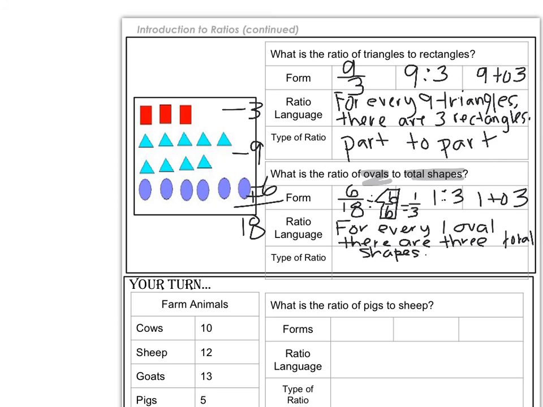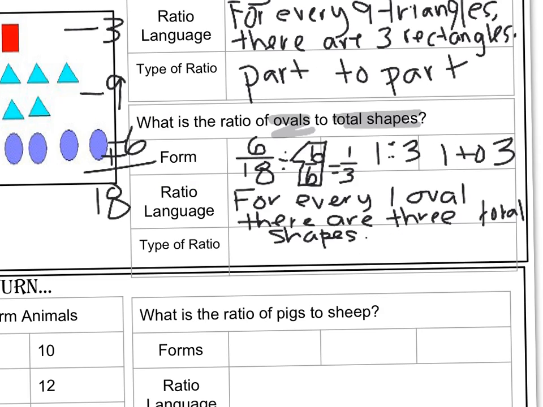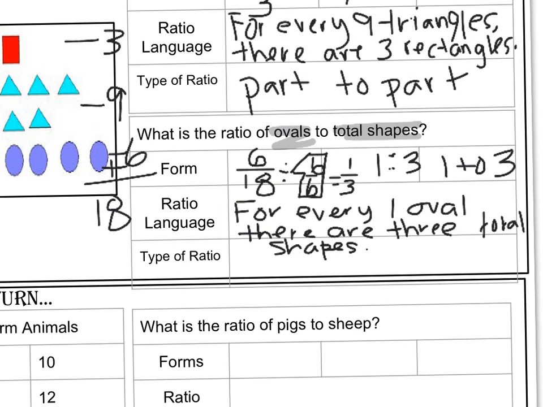What type of ratio is this? Well, it's comparing a part to the whole group. So it's going to be a part to whole. Part to whole.